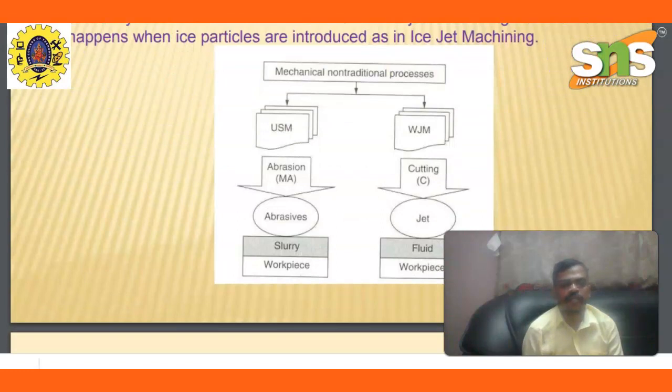The mechanical non-traditional machining images. USM: abrasive slurry and workpiece. Water jet machining: cutting jets, fluid and workpiece.